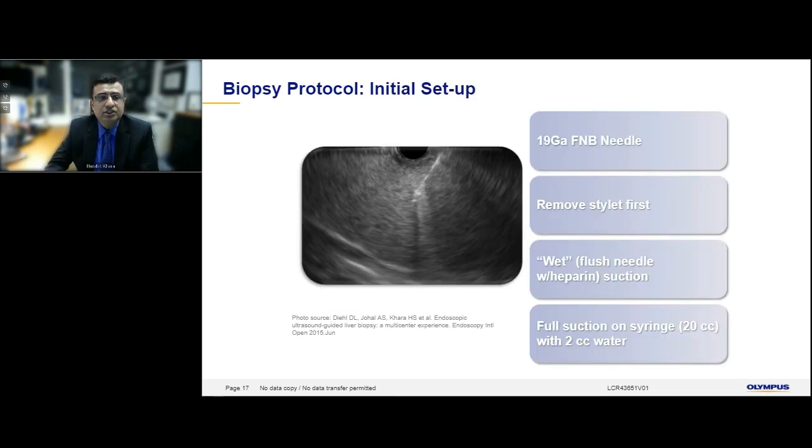So the initial setup is a 19-gauge FNB needle. And again, I'll go over the data, but that is our standard protocol now based on our clinical and research experiences. We would remove the stylet and apply wet suction to the 19 FNB needle. So that is flushing the heparin with the Heplock heparin solution and then attaching the suction syringe at full suction filled with 2 cc's of water.